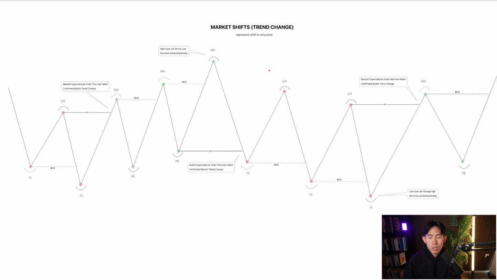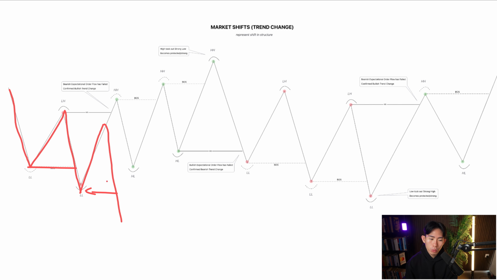So next is the concept of market shift, which tells us that there's a shift in structure, which tells us that there's a change in trend direction. In this case, price comes down, pulls back, and then goes down. We got a lower high, lower low, break of structure over here. And right now, our expectation is that if price were to continue bearish, price has to come up here, pull back, create a new lower high, and then come down and take out the weak low, right?